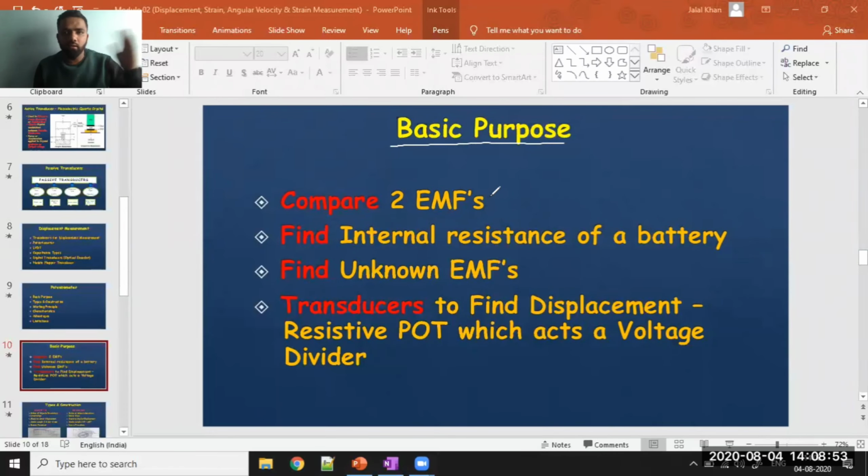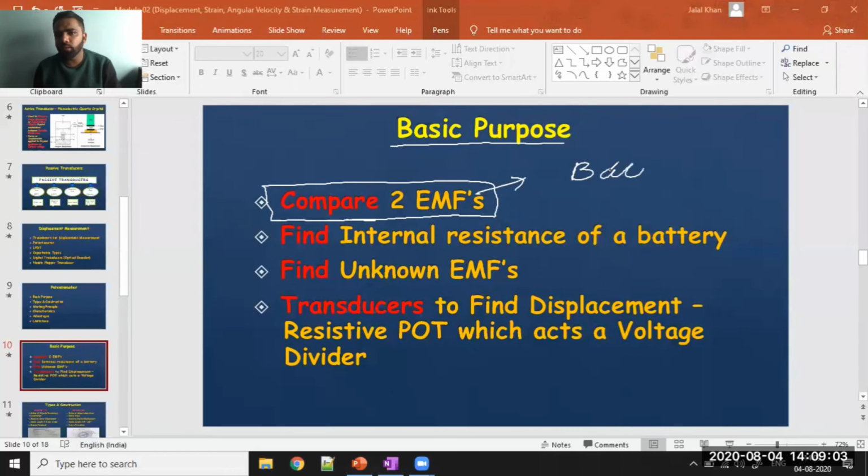First, in relevance to all the electronic instruments that I am saying, it is used to compare two EMFs. Matlab, if you want to compare the battery voltages, EMF is nothing but a voltage, but when it is given by the battery, it is called as EMF. When you measure it around a wire, it is called as voltage. Okay, so it is basically used to compare battery voltages. One of the purposes. Okay.